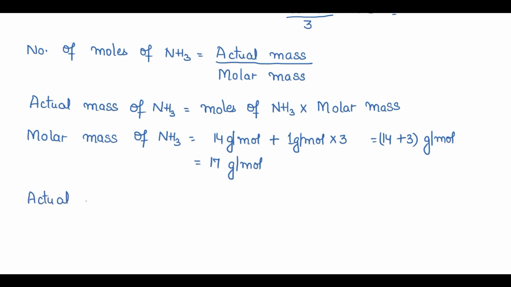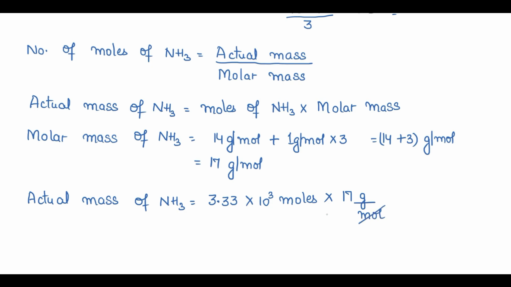So just put the values. Actual mass of NH3 equal to moles of NH3, that is 3.33 into 10 raised to power 3 moles into molar mass 17 gram per mole. I'll cancel mole with this. Now I have gram only, right, which is the unit of mass. So 3.33 into 17, your answer is 56.1 into 10 raised to power 3 gram.